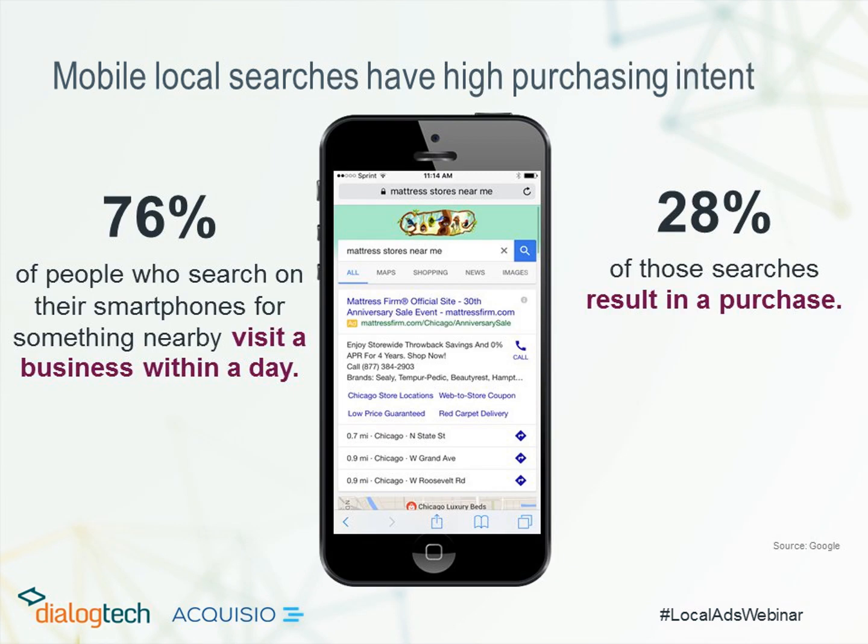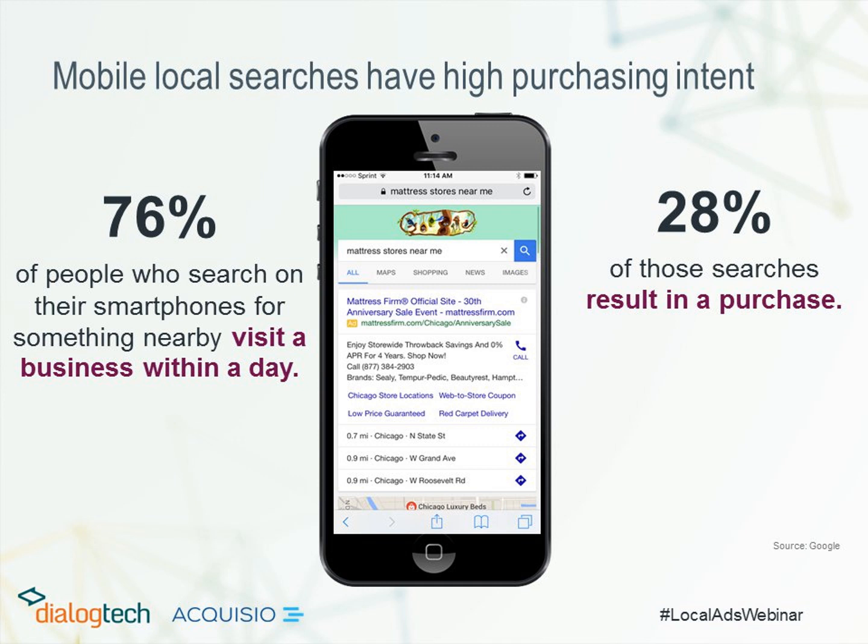So what's great about mobile local search specifically for marketers is that people who are doing searches on their mobile devices locally often have high purchasing intent. You can see some recent statistics from Google here. 76% of people who search on their smartphones for something nearby visit that business within a day. And 28% of those searches result in an actual purchase. So this is a tremendous audience for marketers to target.